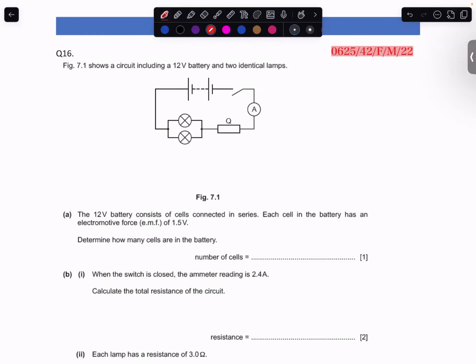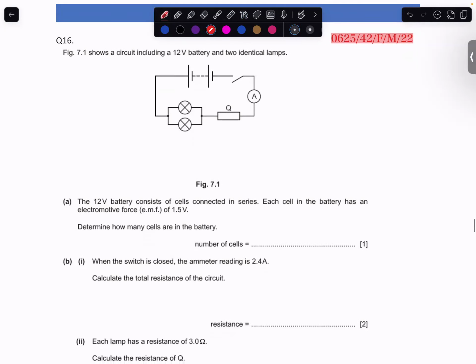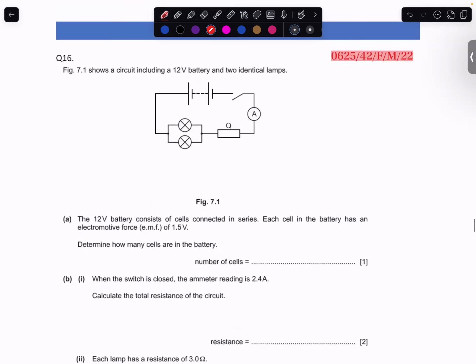Bismillahirrahmanirrahim. This question is from February-March 2022, variant 42. Question number 7, topic electricity.